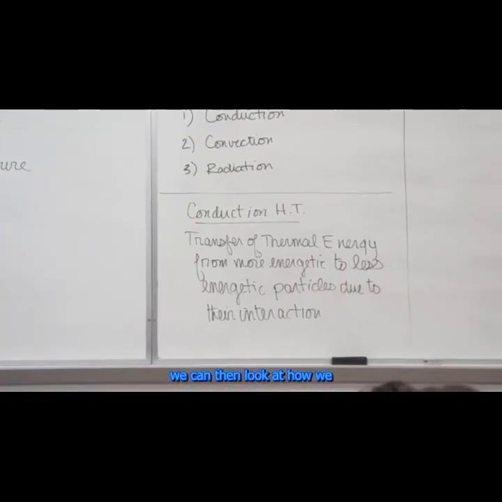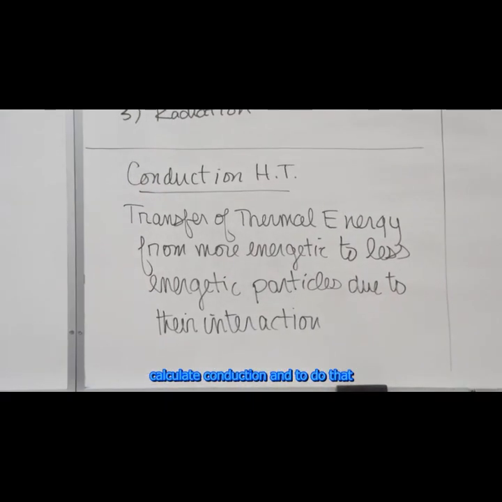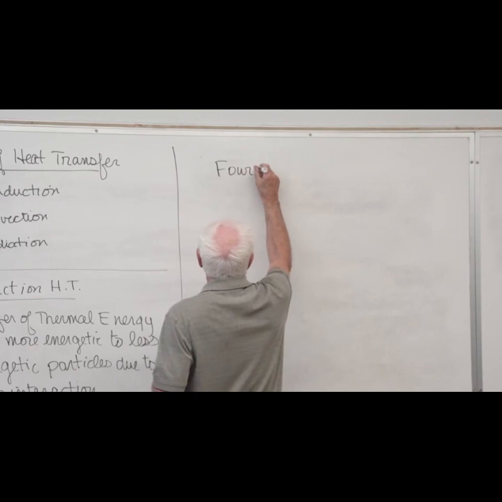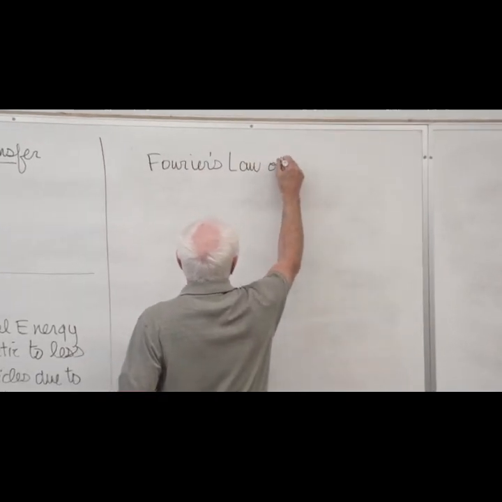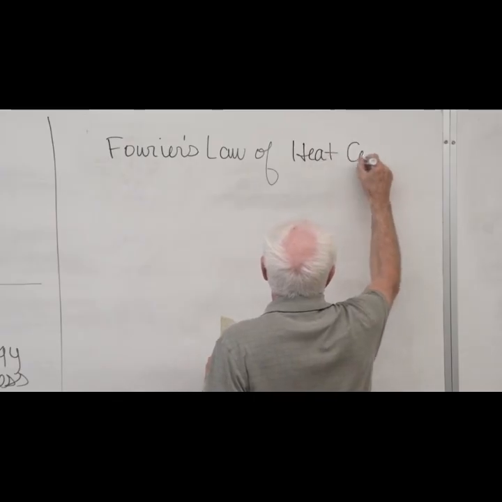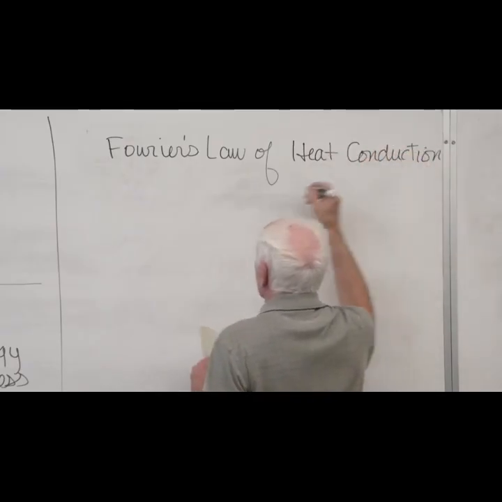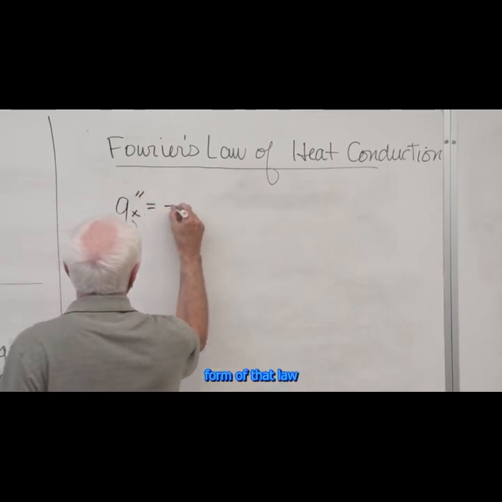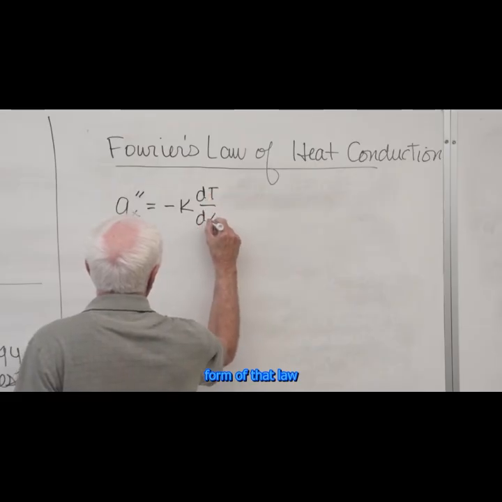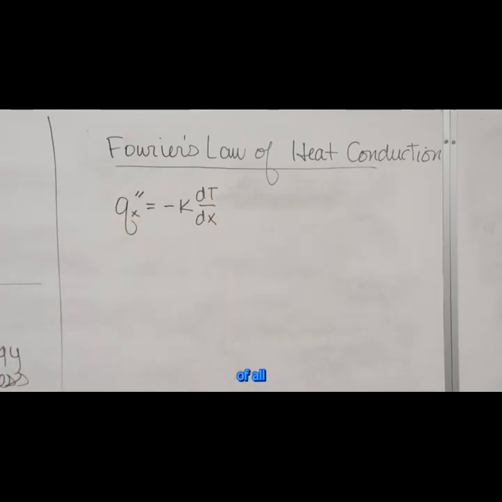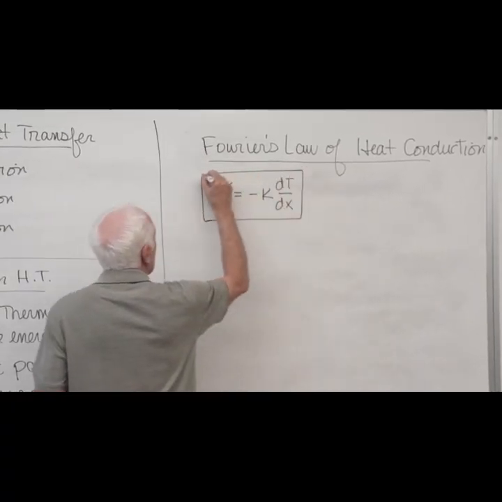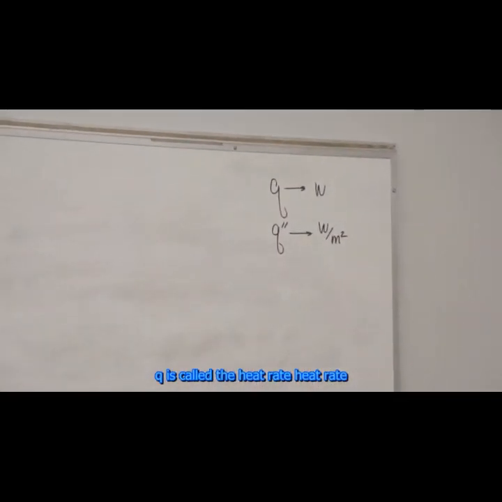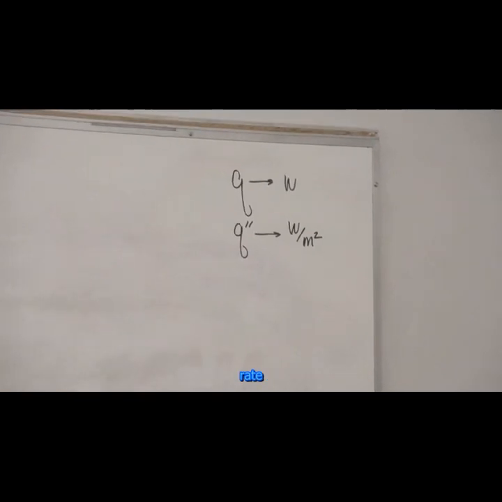Now, we can look at how we calculate conduction. And to do that, we'll write down Fourier's law, the governing law. Okay, this is the basic one-dimensional form of that law. First of all, what is Q? Q is called the heat rate. It's in watts. You can call it the heat transfer, but it's officially the heat rate.